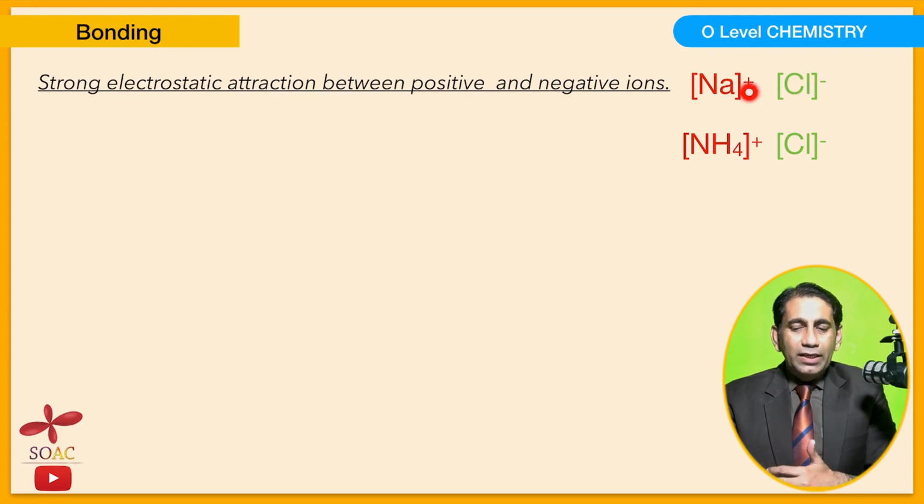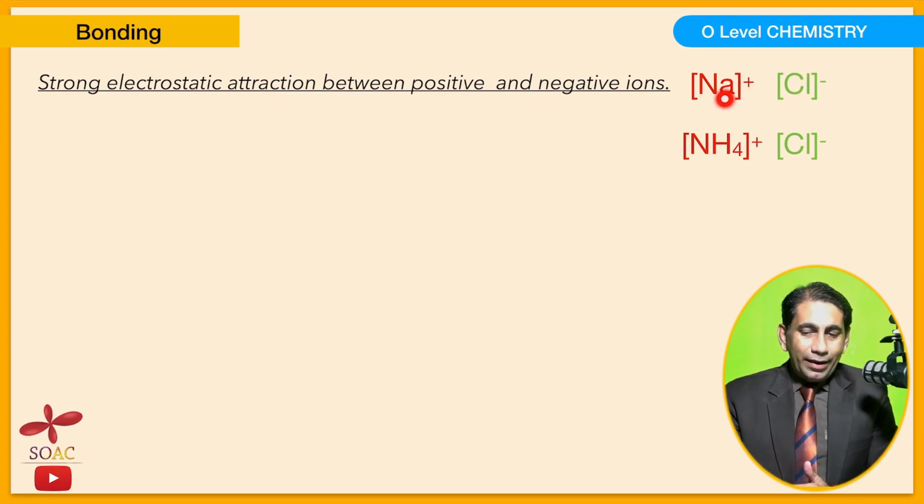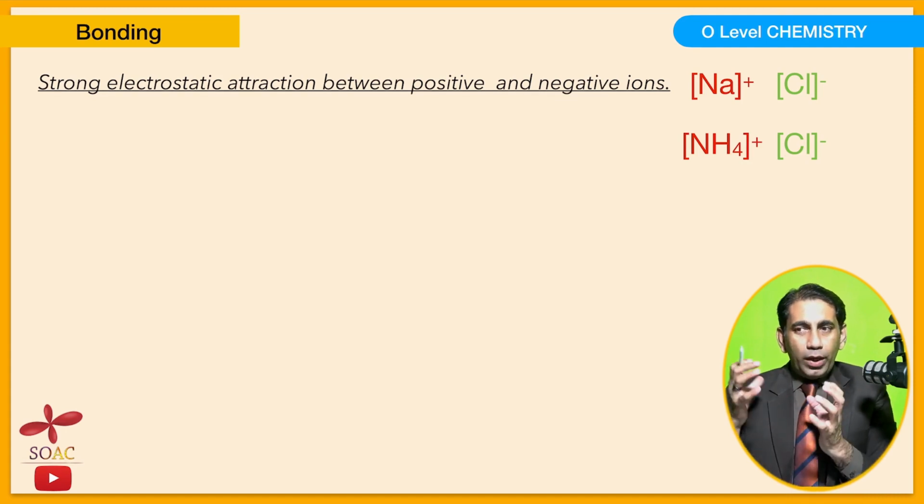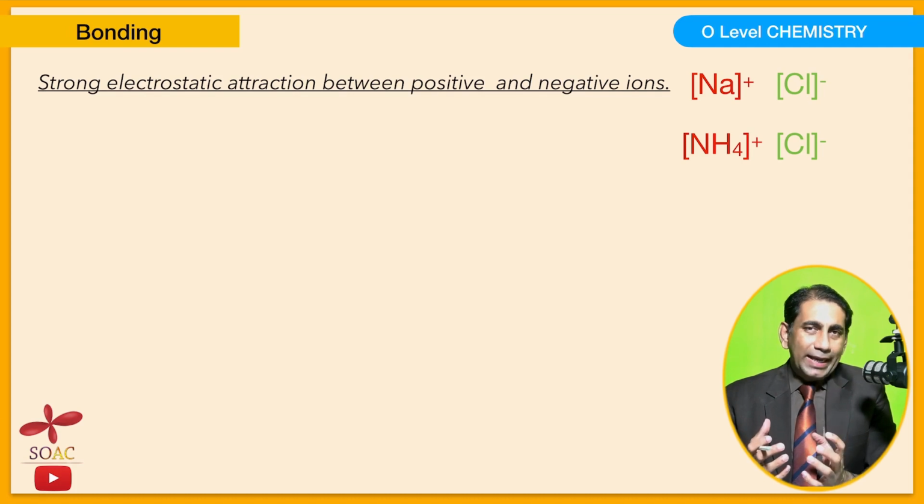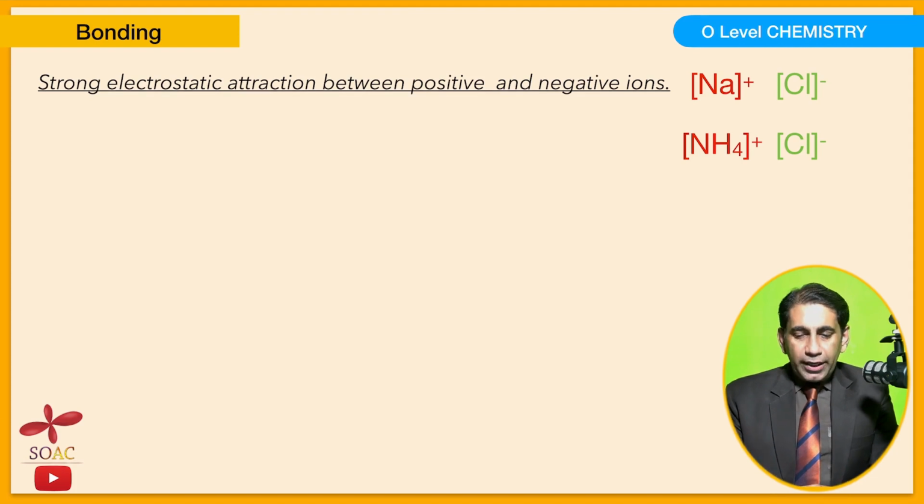From this picture, you can conclude that in the first case, sodium ion and Cl negative ions are attracting each other. Sodium is a metal ion and Cl negative ion is a non-metallic ion. But in the second example, NH4 is a non-metallic positive ion, and Cl negative ion is also a non-metallic ion. So an ionic bond may be developed between one metal positive ion and one non-metallic negative ion. It may be developed, especially in your O-level chemistry, this is one of the famous cases, or you can say an exceptional case.